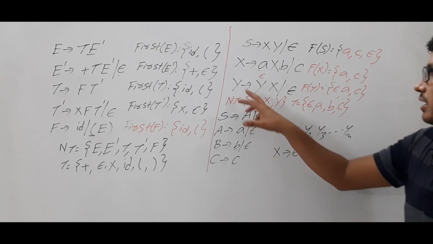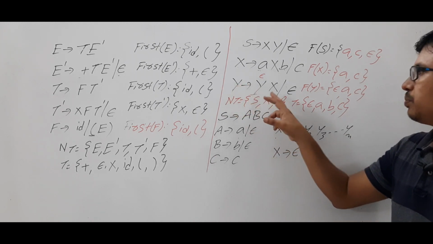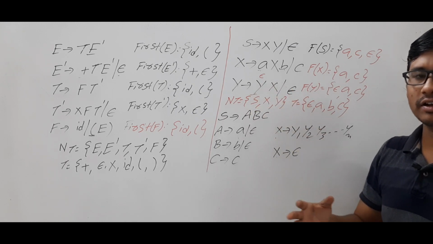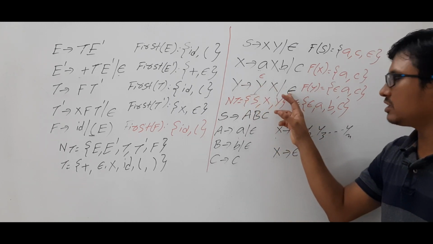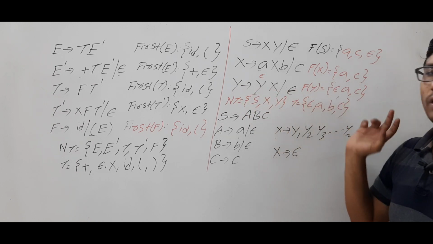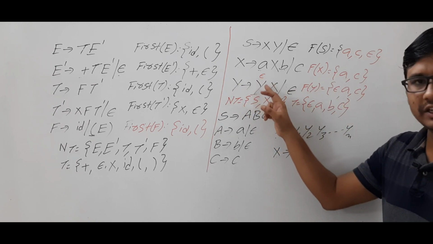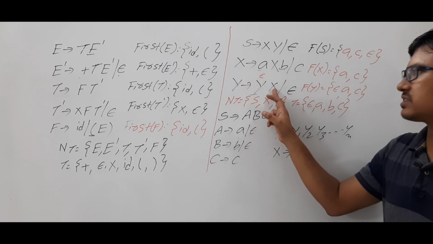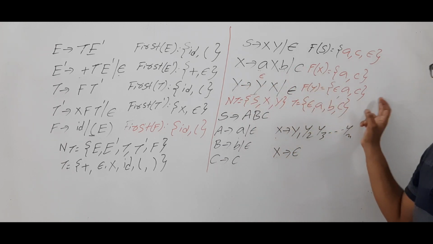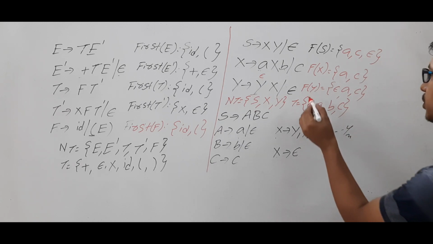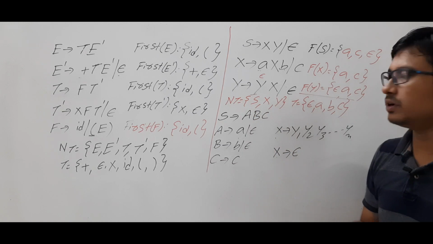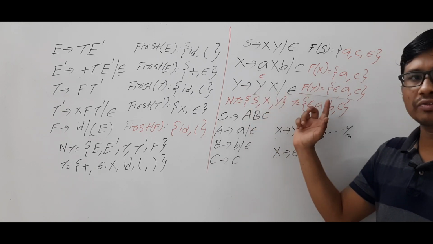See, if you look at Y, there are two productions. First of Y, it is saying first of Y only. Am I right or wrong? Then if you look at this production, first of Y is epsilon. So in place of Y, if I keep epsilon, what will happen? You will get the first of X. First of X is a comma c. That is what I have written. I hope you have understood. This is why I have taken a little bit complex example to make you understand. I hope you are following.